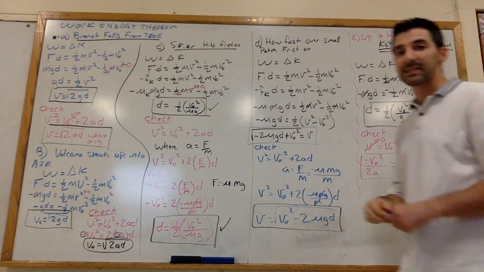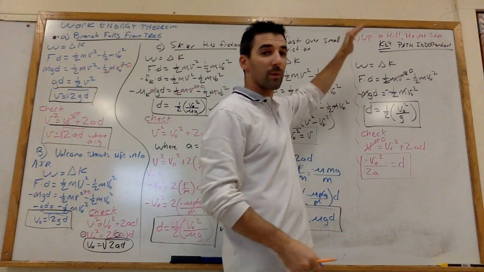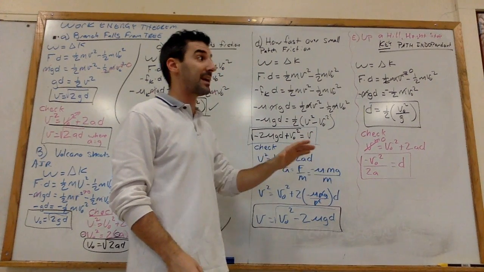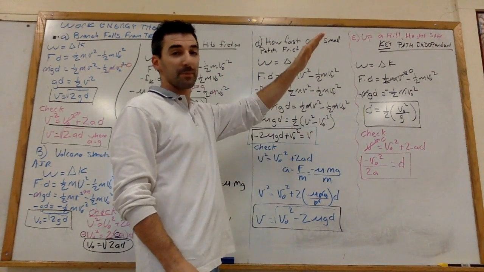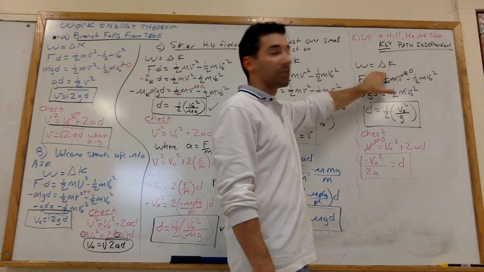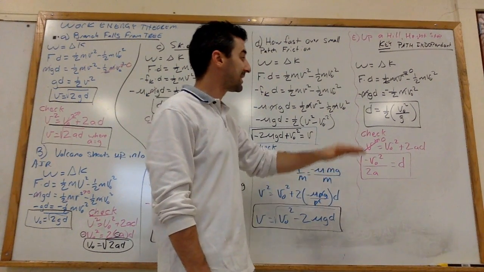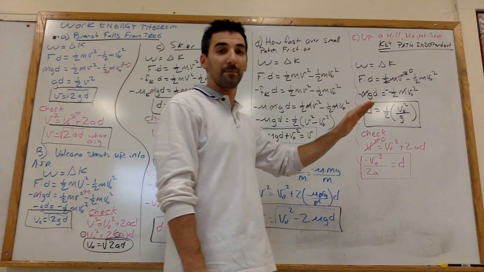Last is the most difficult conceptual question: how far up a hill would a skier go if there was, again, no friction, but he's just being slowed by the acceleration of gravity. Because we're using the work-energy theorem, we're completely path independent, which means I don't need to break anything up into components here.